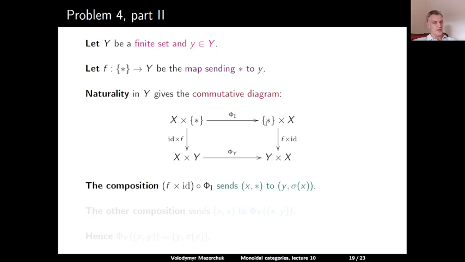One way around this diagram, we start from (x, star), use phi I to get (star, sigma of x), and then use f times the identity to get (y, sigma of x). The other way around, if we start from (x, star), we go to (x, y), and then apply phi y to (x, y). So this means that phi y sends (x, y) to (y, sigma of x). This we derive from the naturality of phi in y, from the commutativity of this diagram.